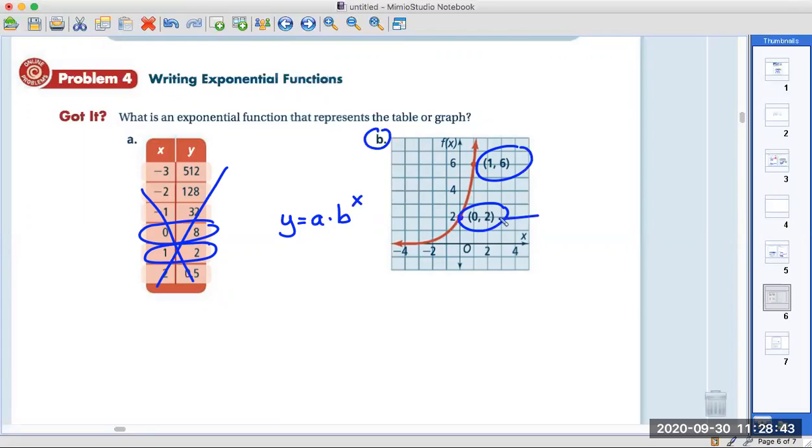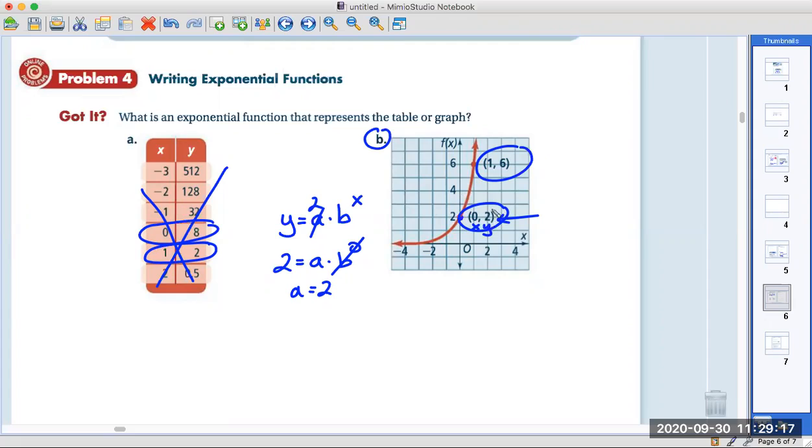So start with the y-intercept, x, y. Y is 2 and x is 0. So I'm plugging those two numbers in my equation. Anything to the power of 0 is 1, so A is 2, which is your initial amount, which makes sense, right? So A is 2, so I can plug in 2 for A, but I still need B. Now B is the growth rate. It's a growth function here.